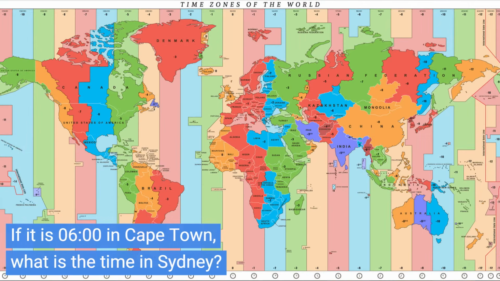Now, let's move on and do some calculations. But do not worry, these are very simple calculations, and you will not even need a calculator. We want to determine the time in Sydney, Australia when it is 6 a.m. in Cape Town, South Africa. And for this we will use the map showing the time zones.